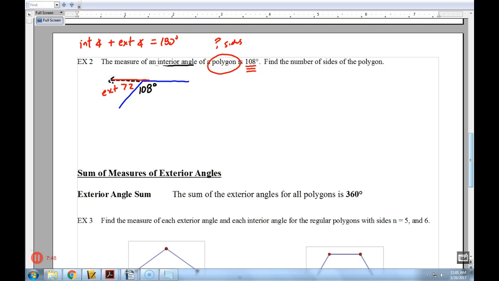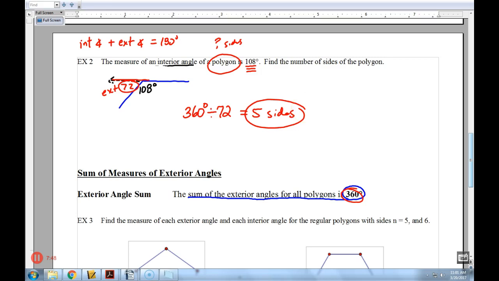And I'm going to use the theorem down below where it says that when you add up all the exterior angles for any shape, it comes out to be 360 degrees. That's a nice fact about exterior angles: it doesn't change. Every single shape out there, the outside angles add up to 360. So I can say, well, wait a minute, how many of these 72s can go into 360? So I'll do 360 degrees divided by 72, and it looks like 5 sides.